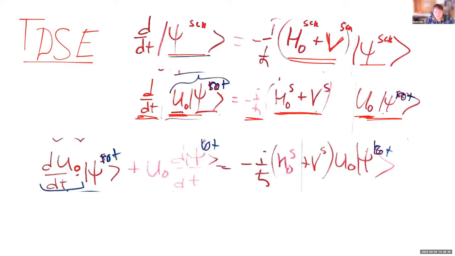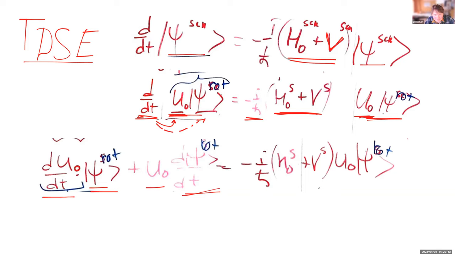Now, one applies the time derivative to a product of the evolution operator and the wave function in the rotating frame. So it is a derivative of a product. One applies it subsequently to the first and second function. So the derivative of the evolution operator times the wave function in the rotating frame unchanged, plus the evolution operator and the derivative of the wave function in the rotating frame over time. And the right part stays unchanged.